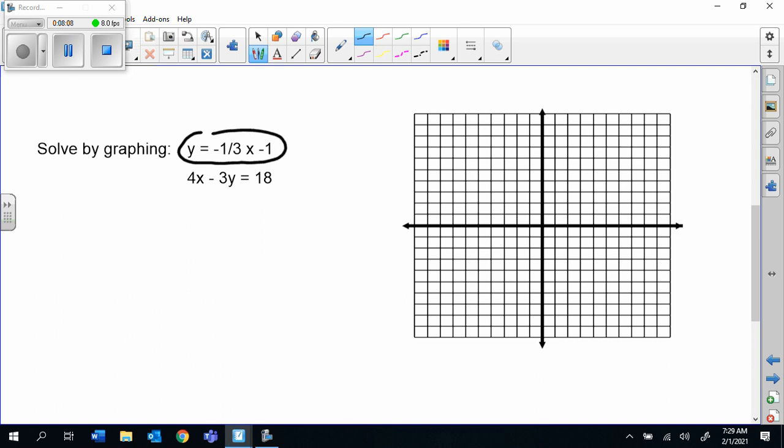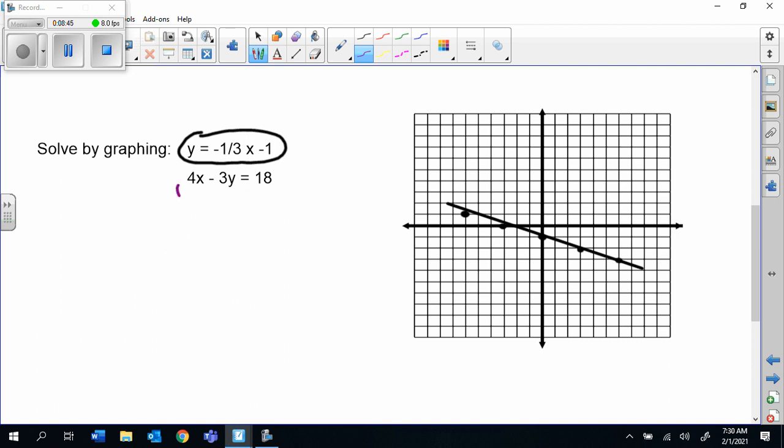This equation's already in y equals mx plus b form. So let's go down 1, draw our dot, down 1, right 3, down 1, right 3. You might even want to go up 1, left 3, just so that you have those dots really defined. And then draw your line. You can see I messed up right there, but I hit the dot. So I'll make adjustments if I need to.